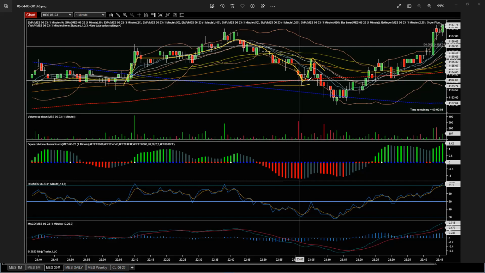So it hits the 200. Where's it go? The 100. Where's it go then? The 50. And then where's it go from the 50? It smashes up to the 50 SMA. And then it's same thing over and over. So then it comes down, tests the 666, then smashes through, and then everything's aligned.